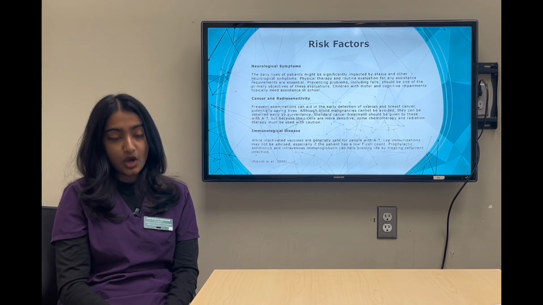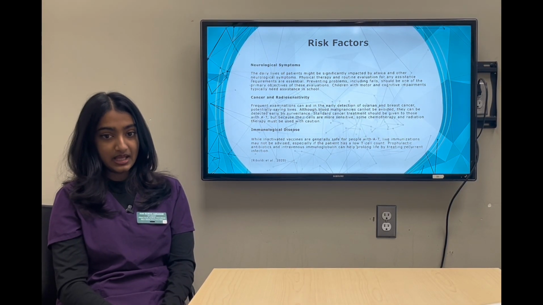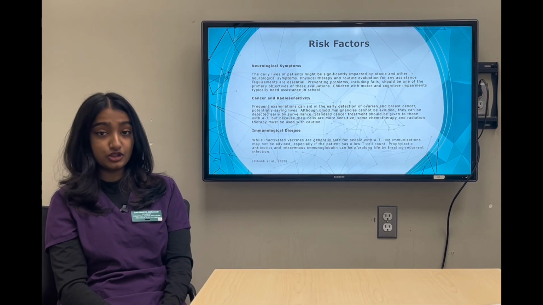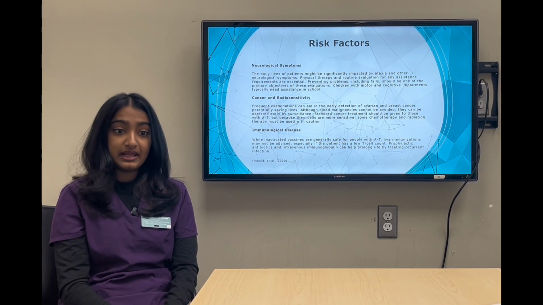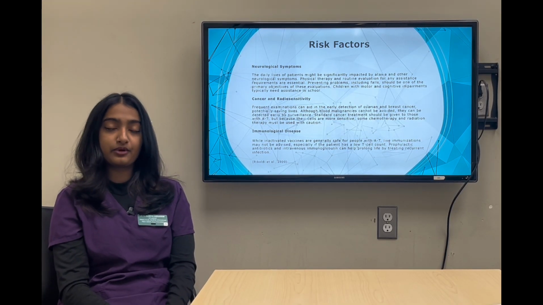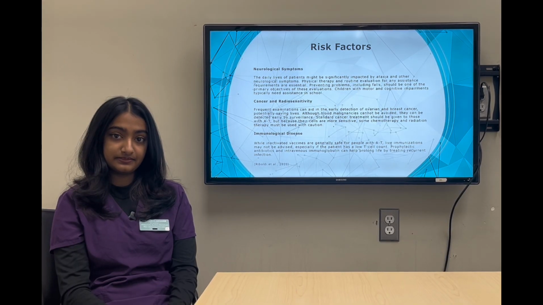Immunological diseases. While inactivated vaccines are generally safe for people with AT, live immunizations may not be advised, especially if the patient has a low T cell count. Prophylactic antibiotics and intravenous immunoglobulins can help with prolonged life by treating recurrent infections.